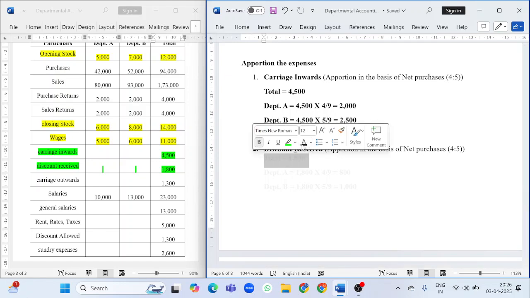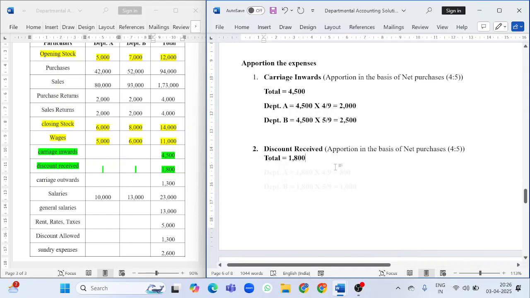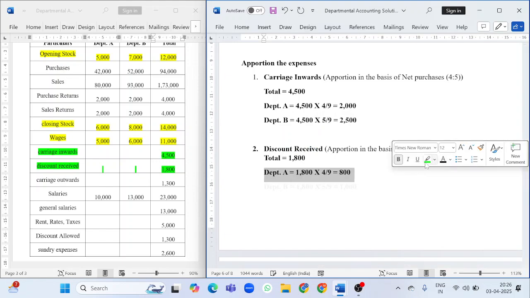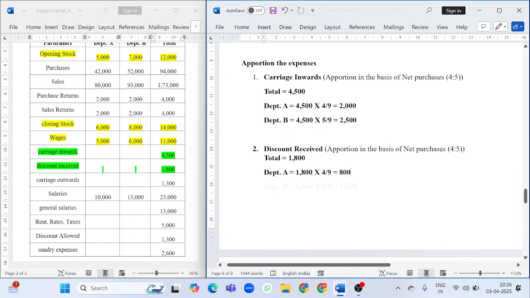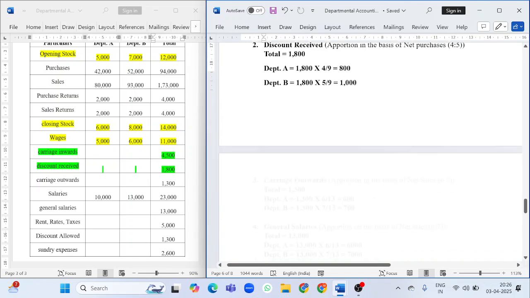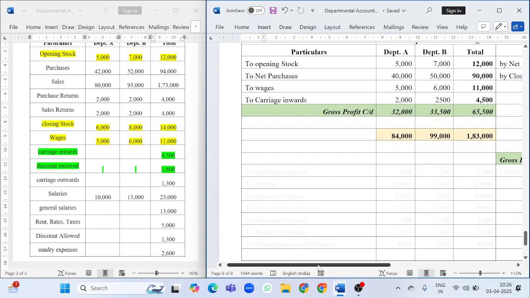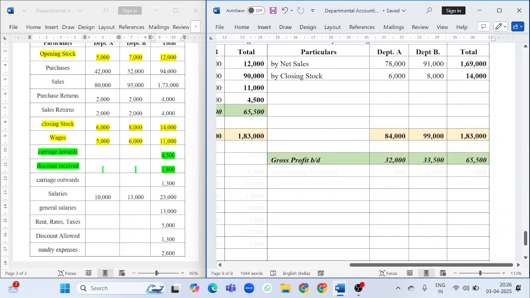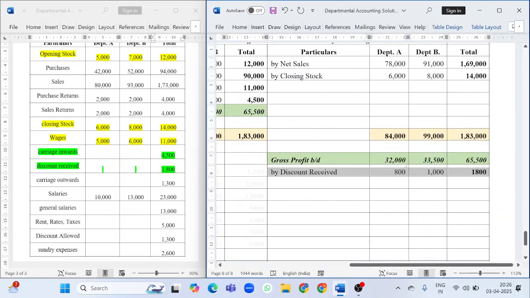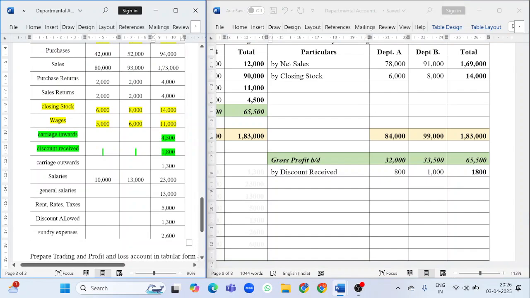What is the total discount received? Total discount received is 1,800. Let us calculate for department A first. So 1,800 into 4 by 9, we will be getting 800 rupees. And for department B, again 1,800 into 5 by 9, because the ratio of department B is 5, we will be getting 1,000. Now this 800 and 1,000 we have to show in the credit side. So on the credit side we will write by discount received, 800 and 1,000. Next, let us see the question.